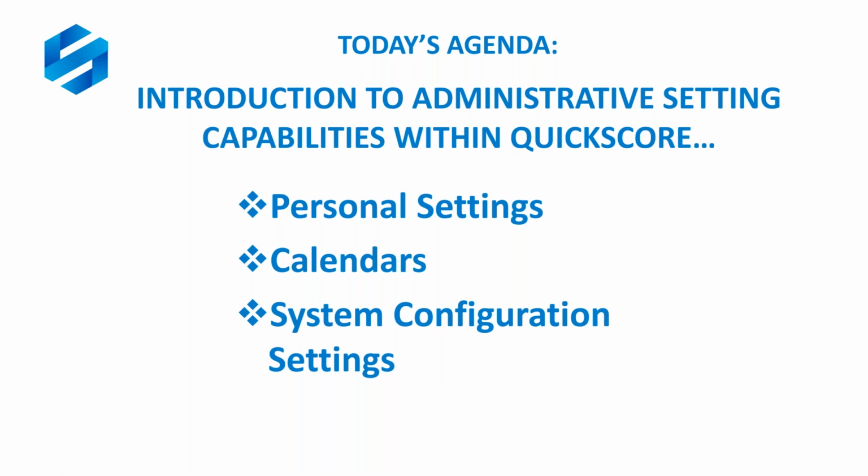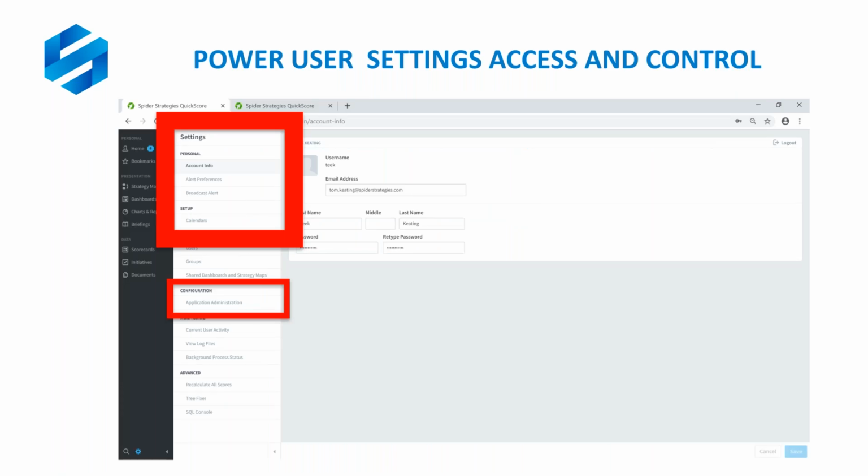We'll address the personal settings, we'll look at the calendars, and again, then we'll get into a fairly large area, which is the system configuration settings. All right. Again, I'll just remind you here the three areas that I'll be working in today within QuickScore under settings. We'll be addressing the personal at the very top. Right underneath it, there's the setup section with the calendars. And then a little bit further down is the configuration area or section of the settings interface. And that's where we'll actually be probably spending most of our time today.